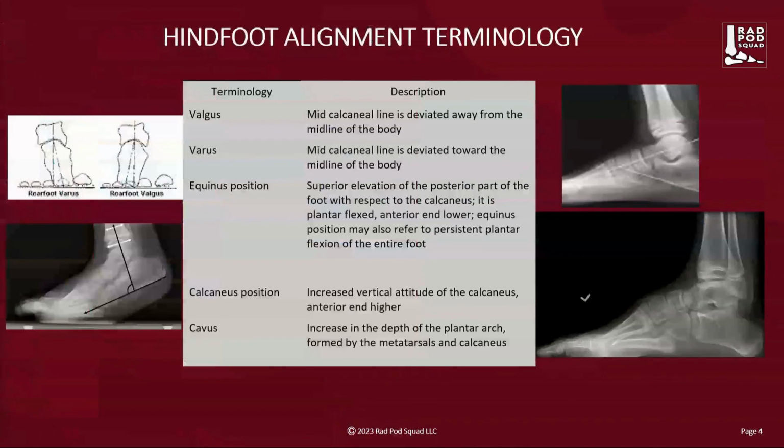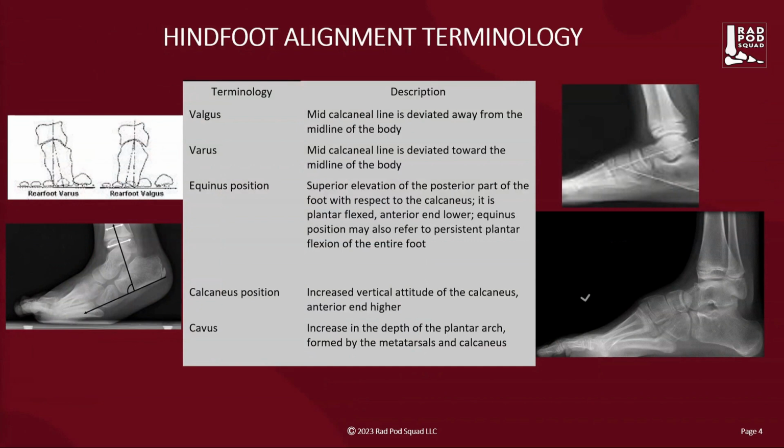Let's get our terms straight. When we talk about hindfoot alignment terminology, valgus rear foot is when the calcaneus is moving away from the midline. So if this is the great toe and this is considered the midline and that is your vertical axis, the calcaneus is noted to be moving away from the midline. Opposite the varus, if this is the great toe, we notice the calcaneus is moving towards the midline. So the deviation of the calcaneal lines either away or toward denote valgus and varus.